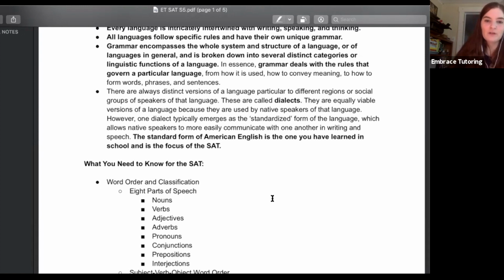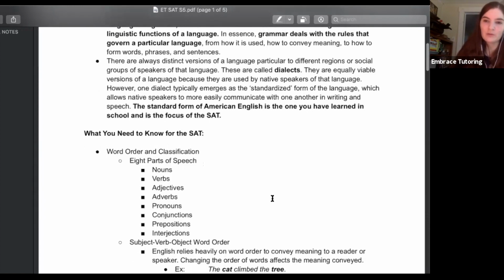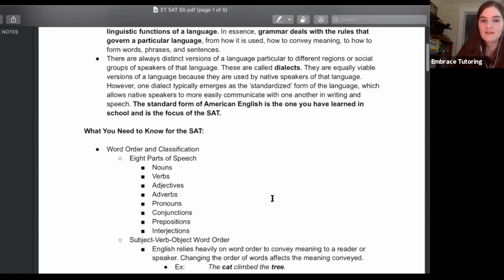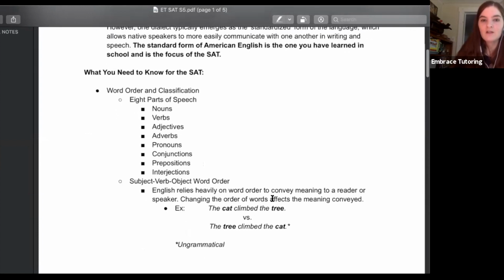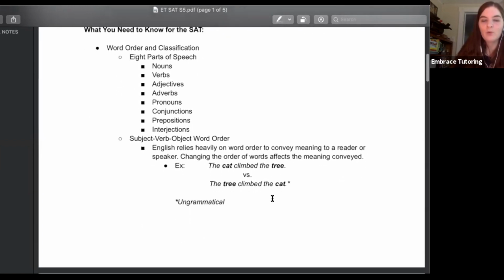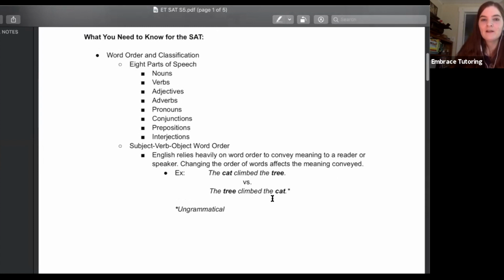What you need to know for the SAT in particular is this information regarding the standard form of American English, which is the one that you've learned in school and is the focus of the SAT. Okay. So what you need to really know for the SAT is the standard form of the language. You need to understand what you're supposed to be using when you write, when you're doing formal writing.